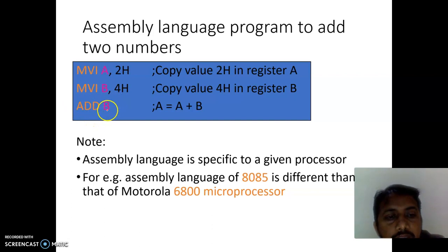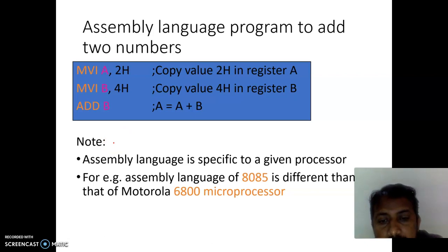The third instruction is ADD B. As far as this instruction is concerned, it adds the values of A and B, and the result is stored in the A register. This is fixed, and this would be the flow in every 8085 microprocessor instruction. How it is carried out would be the same.